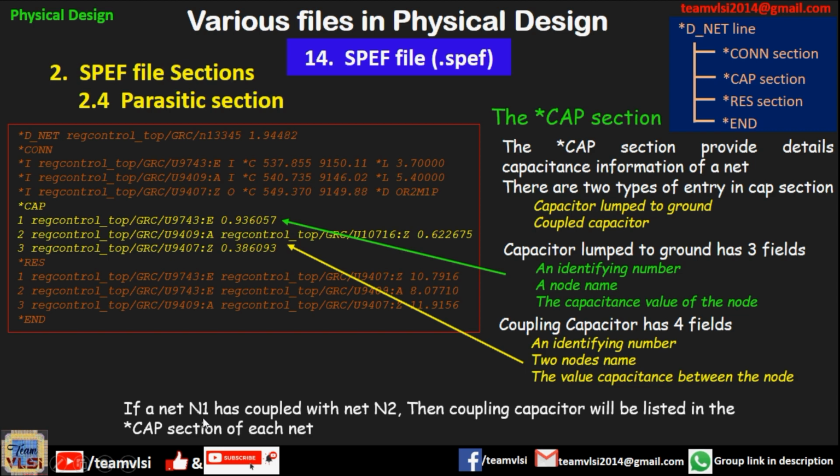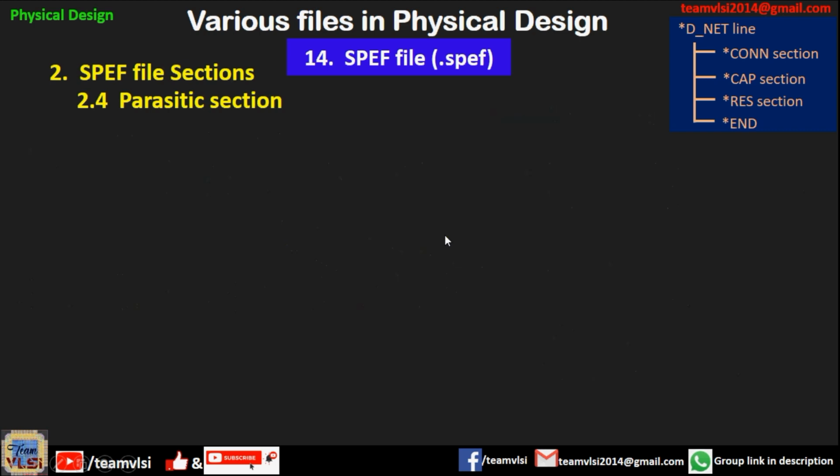So if a net N1 is coupled with net N2, then the coupling capacitor will be listed in the *CAP section of each net. If a capacitor is coming between 2 nets, then this capacitor's value will come in the parasitic section of both nets. Okay, so now we will see the resistance section.